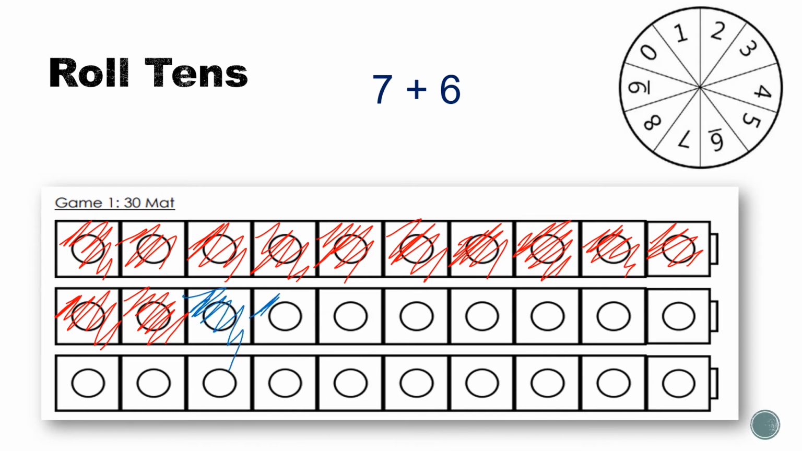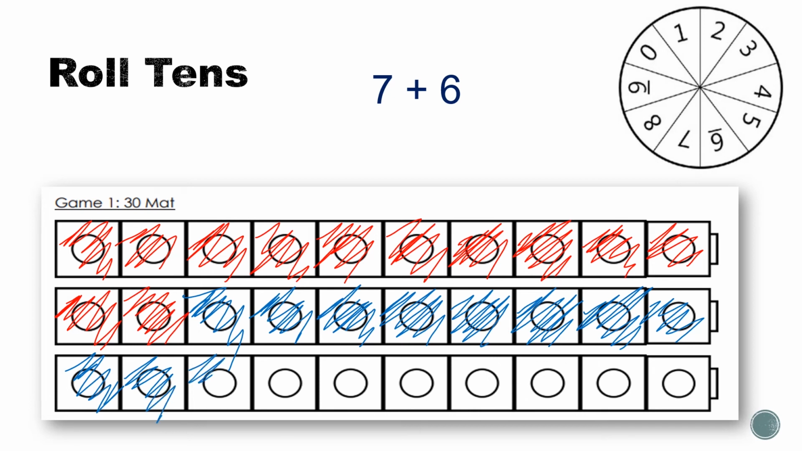1, 2, 3, 4, 5, 6, 7. Now we have to add 6. 1, 2, 3, 4, 5, 6. 7 plus 6 is 13. So we colored in 13 cubes.